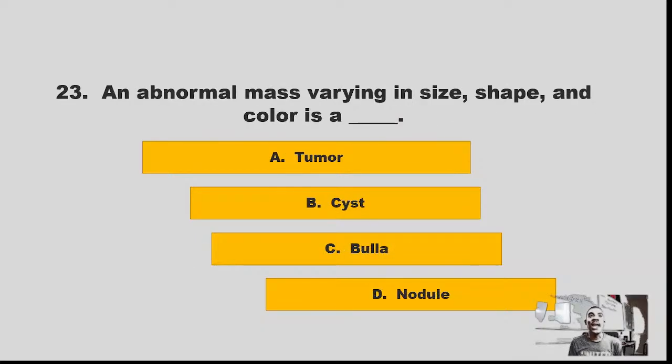Let's go to our next question. An abnormal mass varying in size, shape, and color is it a tumor, a cyst, a bulla, or a nodule? So this is an abnormal mass varying in size, shape, and color. Do you think that it's a tumor? Do you think that it's a cyst? Do you think it's a bulla, or do you think that it's a nodule?